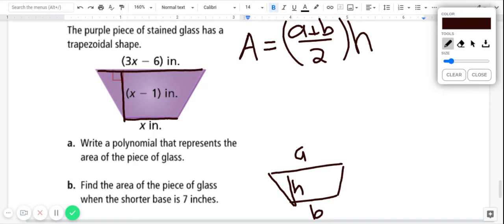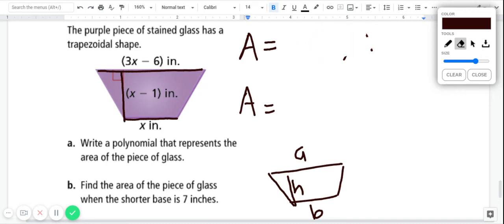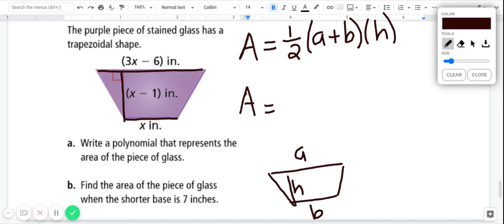Okay, so let's write a polynomial that represents the area of the piece of glass. So our area equals A plus B. Actually, I'm not going to write it like that. Can I write this a different way, just for the sake of making this easy for us? I'm going to write this as 1/2 times (A plus B) times the height, which is the same thing as what I wrote before. I just pulled out that 1/2 so that this will be easier for us to deal with.